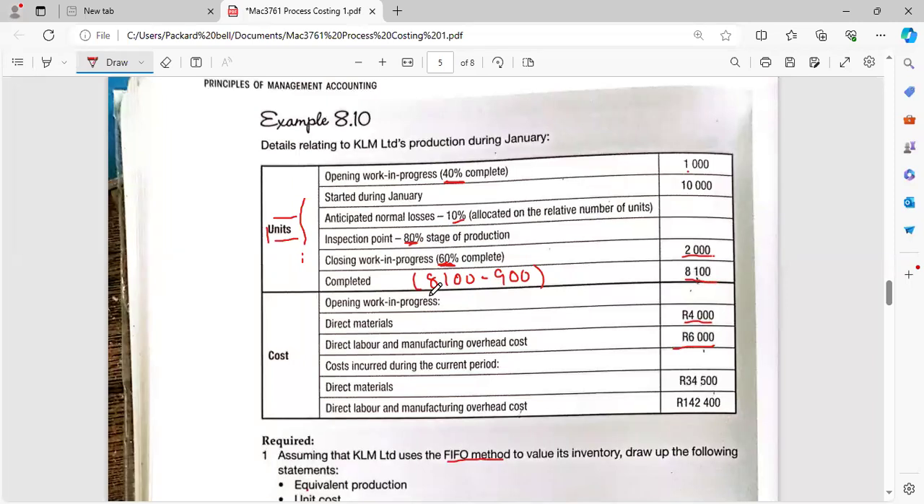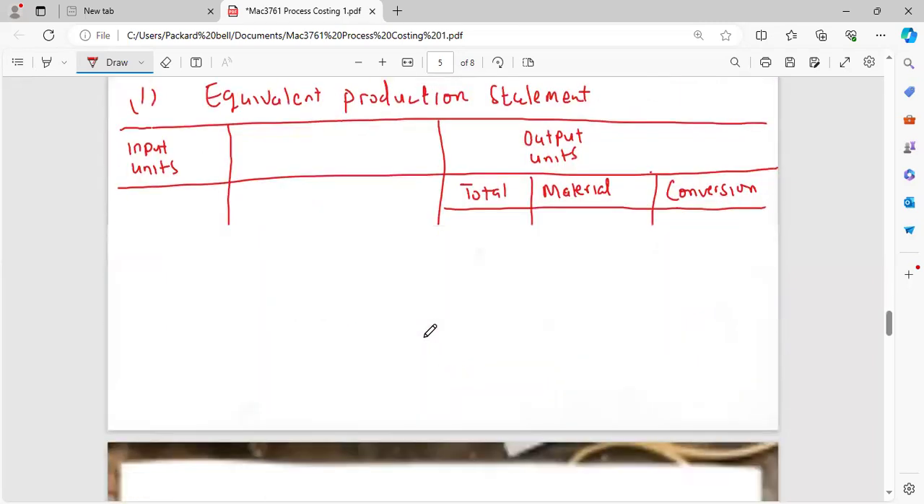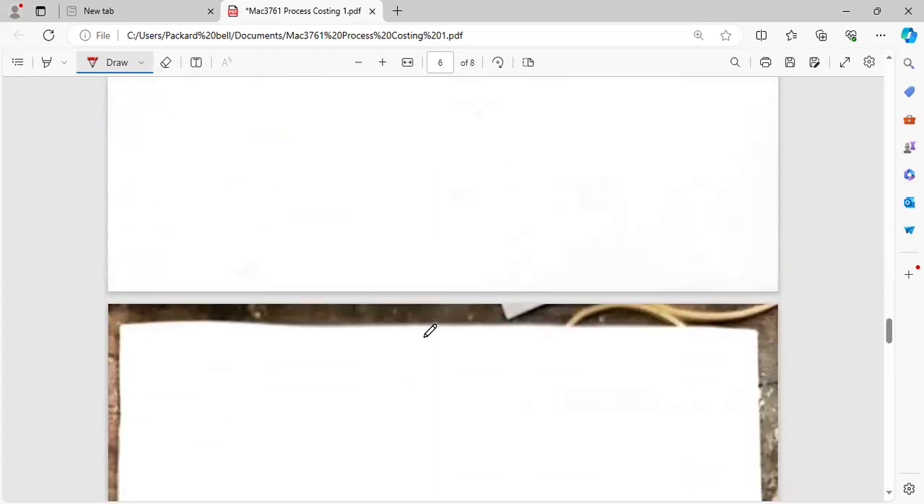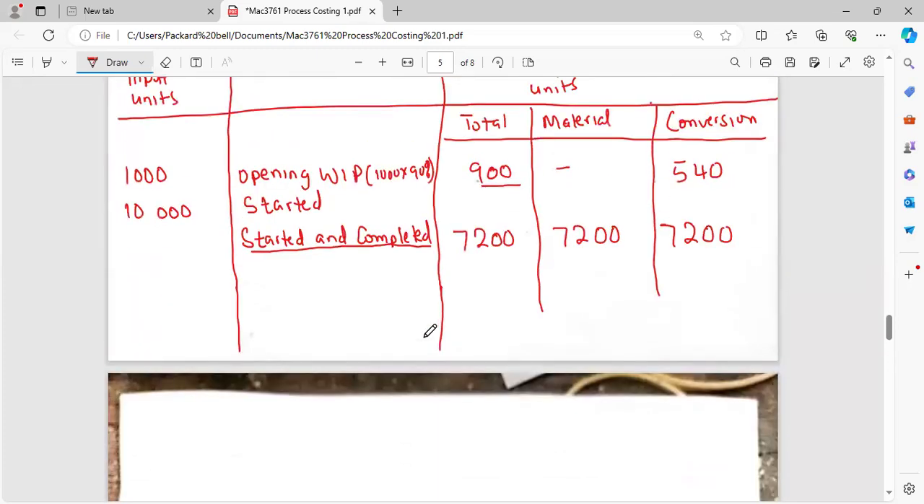Anyone with an idea from what we have just said? What do we do? We have our started and completed. Once you have your started and completed, the next thing is to calculate your normal loss. So you need to calculate your normal loss here.